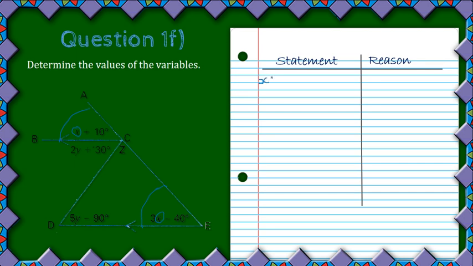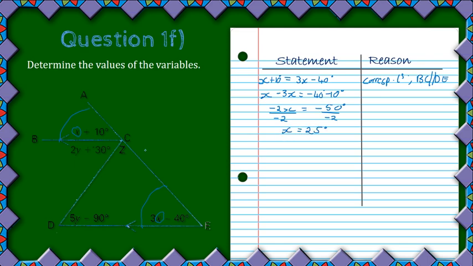So X plus 10 would then be equal to 3X minus 40 degrees. So this is then corresponding angles where BC is parallel to DE. Okay, now we solve for X. So X, bring the 3X over, becomes minus 3X equals negative 40 minus 10 degrees. This is minus 2X equal to negative 50 degrees. So divide both sides by negative 2 gives us X equal to 25 degrees.